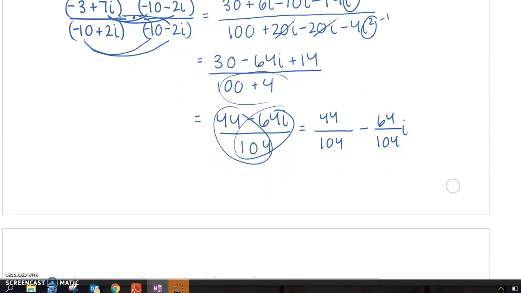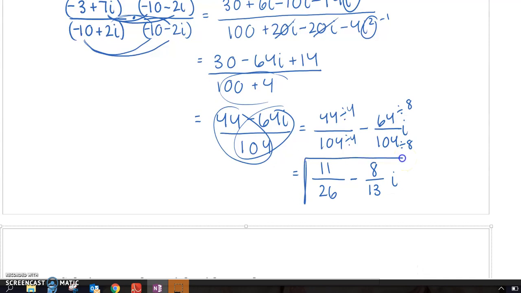And then we have some fractions to simplify. Who doesn't love that? So 44 over 104, we can divide both of those by 4. So 11 over 26. 64 over 104, we can actually divide by 8. And if you didn't see this right away, that's okay. You can divide by 2 a few times until you're done. 64 divided by 8 is 8. 104 divided by 8 is 13. So we end up with 11 over 26 minus 8 over 13i.